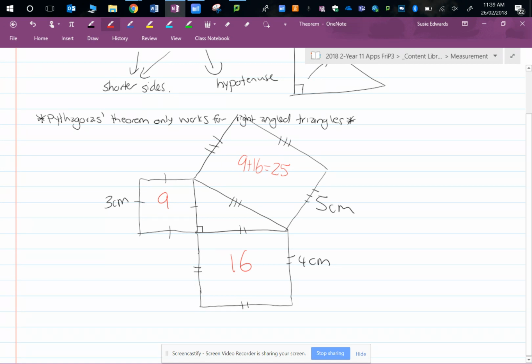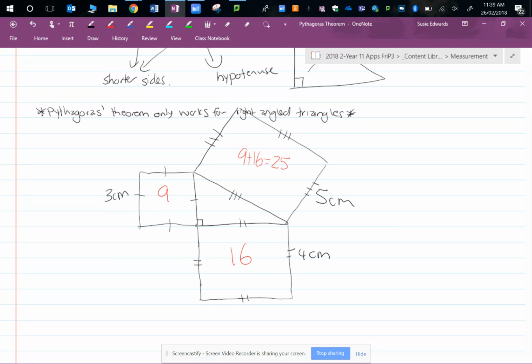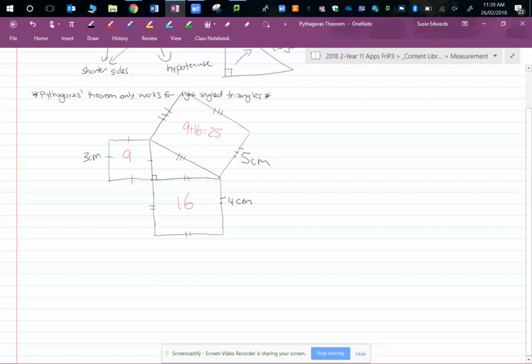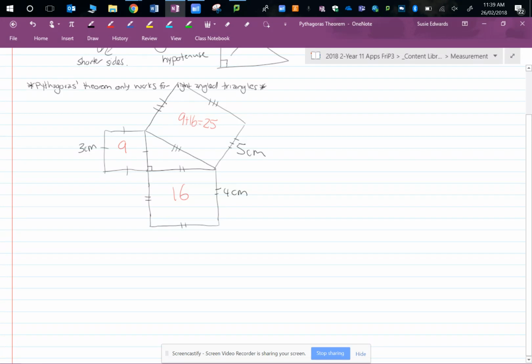This is how we worked out the rule. The area of the two smaller squares will always equal the area of the biggest one. And that's what Pythagoras worked out. That's why they're squared, because it's the actual area of the squares attached to the triangles. So 9, 16, 25. Can you guys see that? Good.